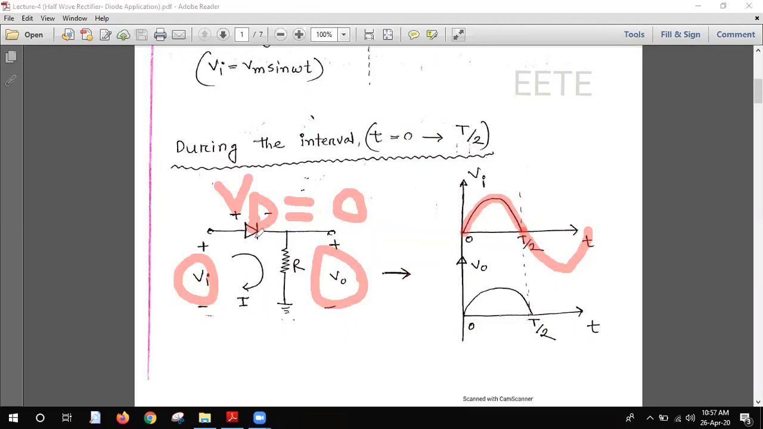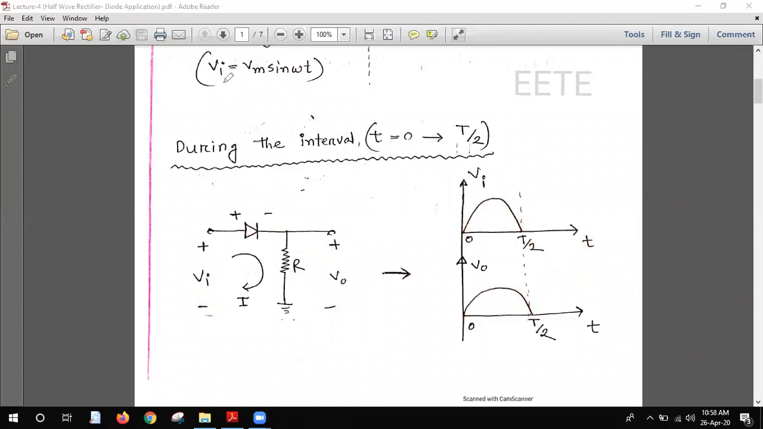As the diode is forward biased, when the voltage is in the positive cycle, as we already discussed, the whole VI will be the V output. That's why you see that V output is similar to V input. So in this first half cycle, the diode acts as a short and the whole input voltage is applied to the output. So this was the first half cycle. Let me clear the drawing and go to the next slide.